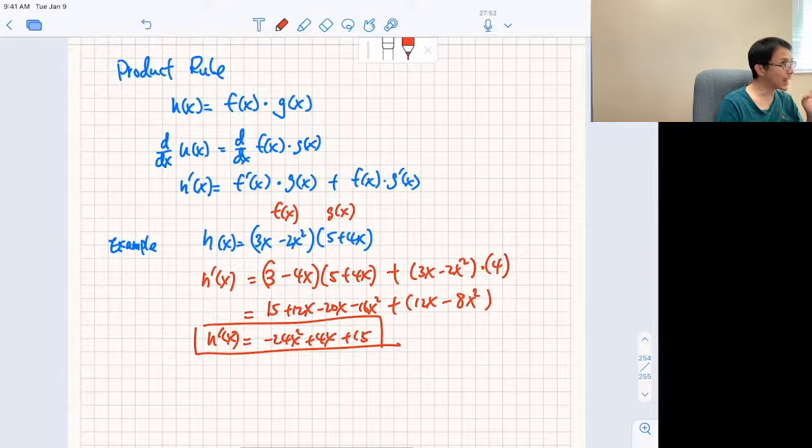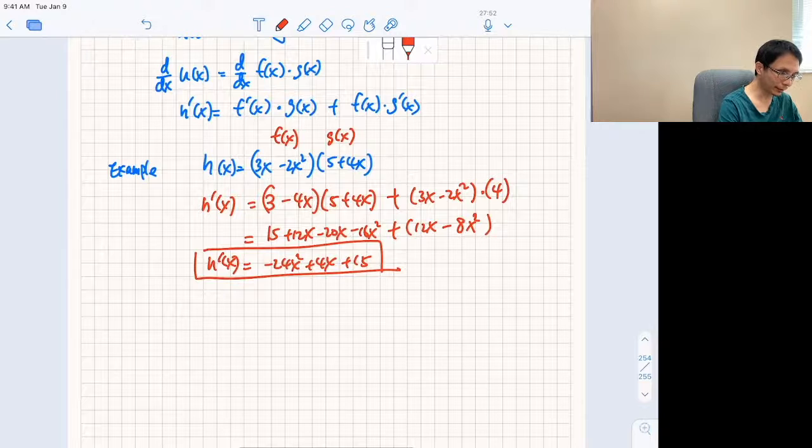Now some people are going to ask me, Mr. A, what if I do the expansion first? Would I get the same answer? Absolutely, because you didn't do anything wrong in math. But right now, I want you to practice the product rule because not all things can be expanded. So in this case, I'm going to show you what if I expanded.